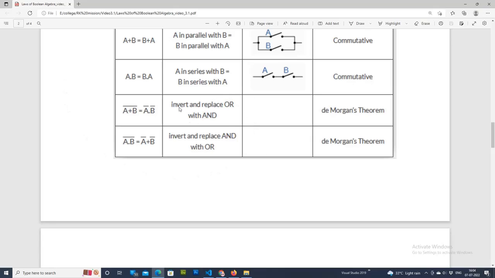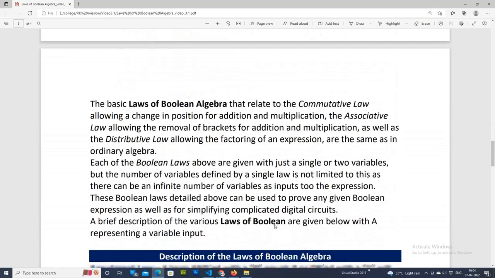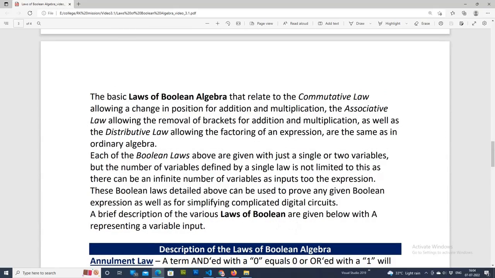These both sequences are used in De Morgan's theorem. We will learn about De Morgan's in upcoming sessions. Now let's look at the basic laws of Boolean algebra. The commutative law allows a change in position for addition and multiplication, the associative law allows the removal of brackets for addition and multiplication, as well as the distributive law allowing the factoring of an expression, are the same as in ordinary algebra.